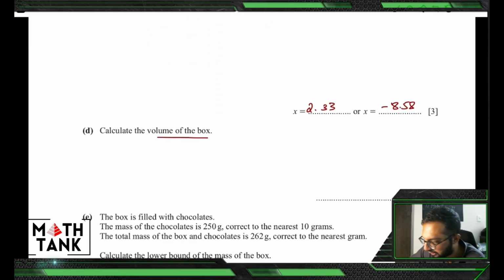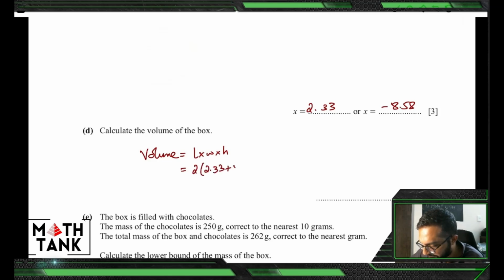It says calculate the volume of the box. So volume is simply L times W times H. So length was 2x plus 5. Width was x plus 5. And height was x. Okay, so be careful with the calculations.